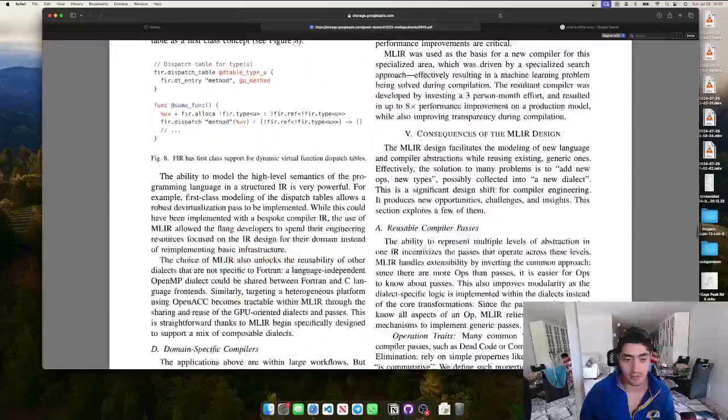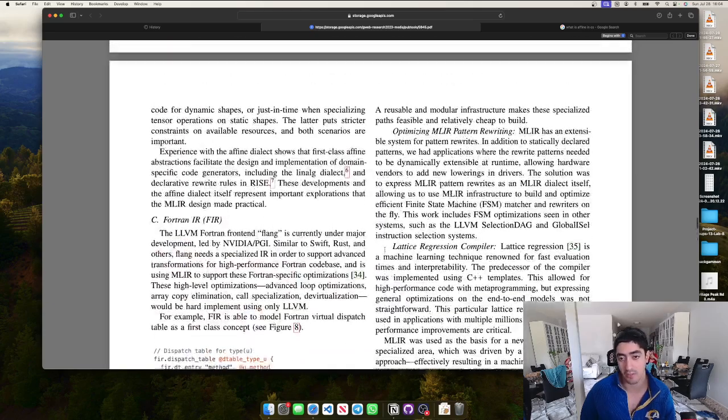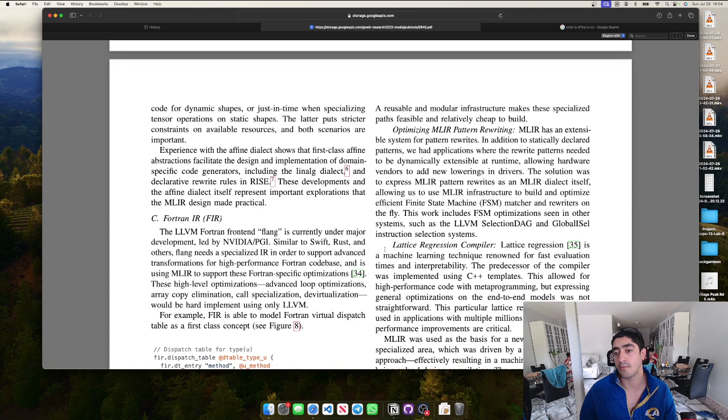And then section D, domain-specific compilers. The applications above are within large workflows, but MLIR also helps building smaller domain-specific compilers. A reusable and modular infrastructure makes these specialized paths feasible and relatively cheap to build.